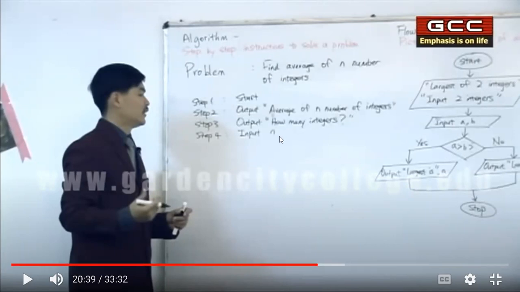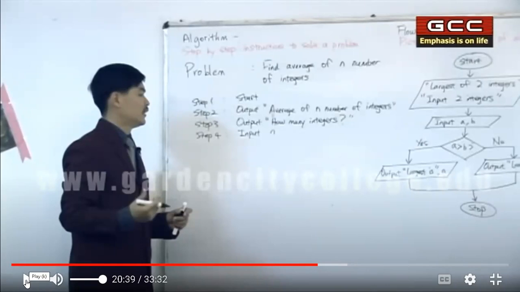What value is n? Does n have any value? It doesn't have any value. It can be any value at all. It can be 1, 2, 5, 10, 16, 20, 100, 1,000. You understand? It can be any at all. So n doesn't have any value.